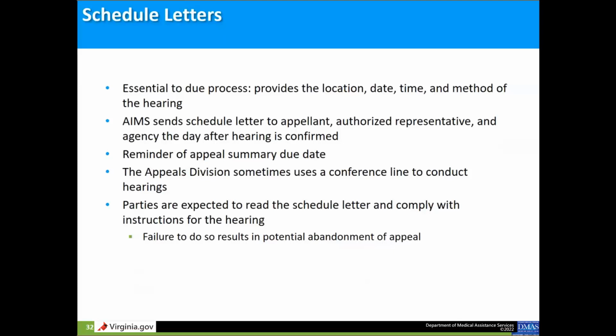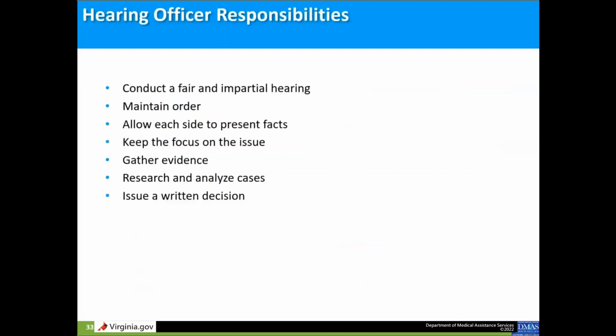Parties are expected to be familiar with the instructions and participate as instructed. The next few slides deal with the hearing itself. This one discusses briefly the hearing officer's responsibility in the process.